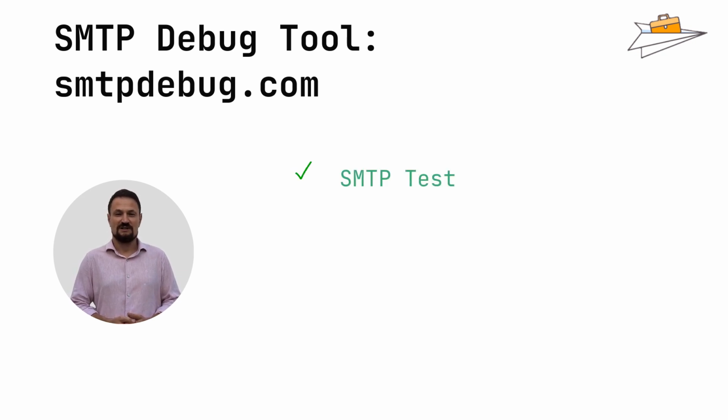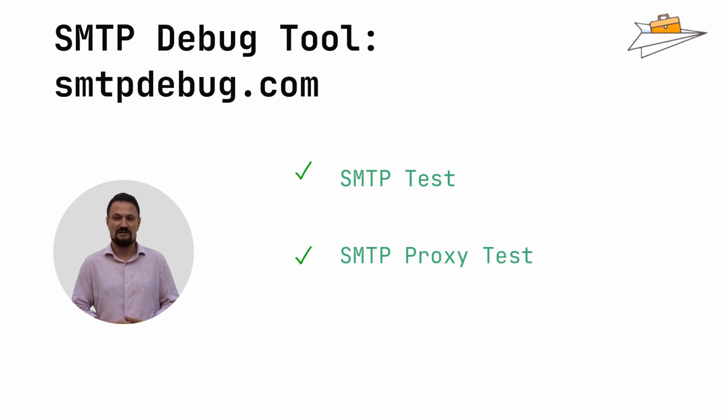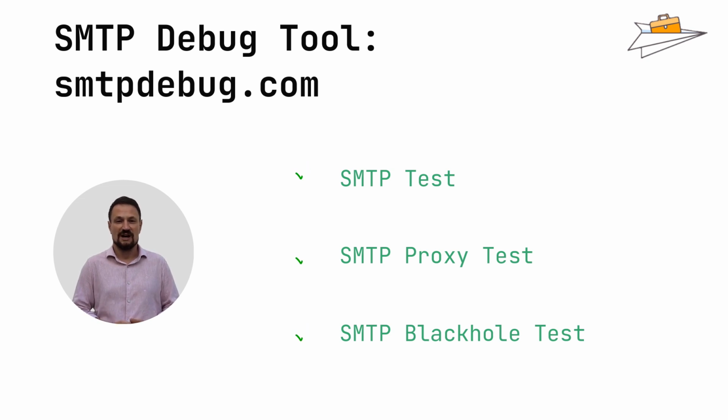First, SMTP test. This checks your basic connection, authentication, and ability to send. Second, SMTP proxy test. Now this one's powerful. It acts as a proxy between your app and the SMTP provider, like UniOne. It lets you observe the real SMTP session live. Perfect for debugging tricky issues in your app.